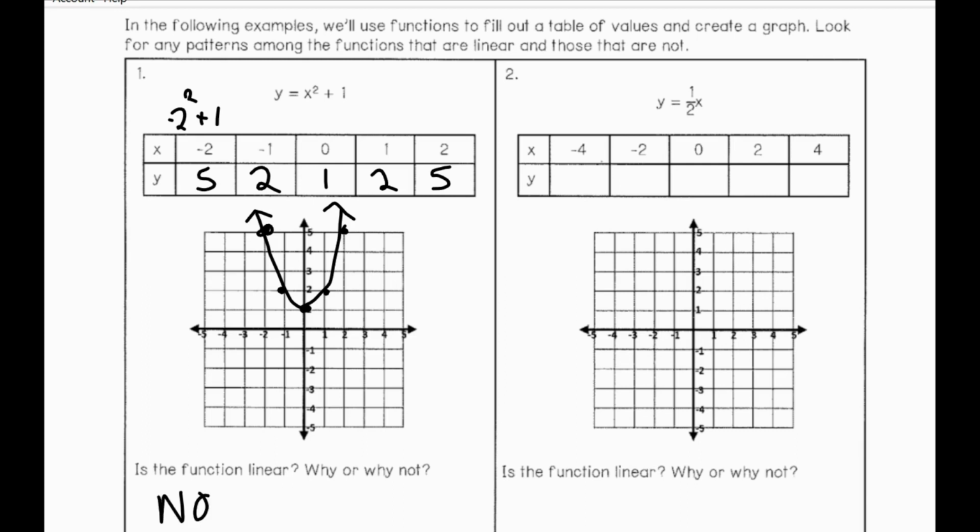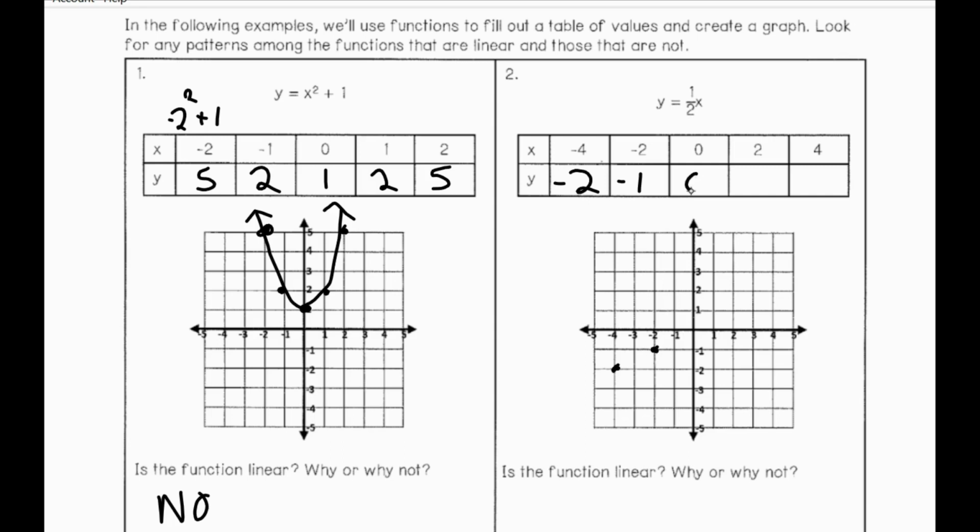Not linear. Looking at number 2, we have y equals 1/2 x. So here, again, I have -4, -2, 0, 2, and 4 for my x values. Again, some positive, some negative, to get a good representation of what my graph will look like. 1/2 times -4 would be -2. So at x equals -4, I would have y equals -2. -2 times 1/2 would give me -1. So at x equals -2, I would be at -1.